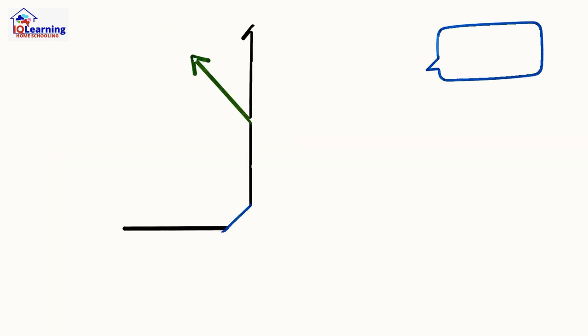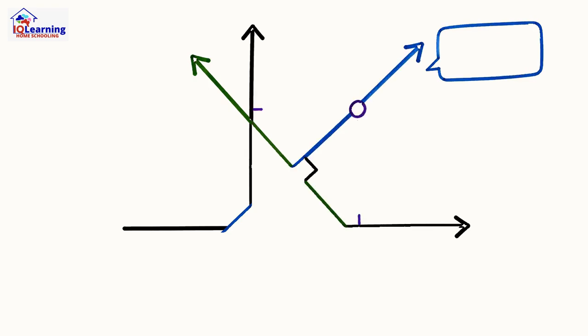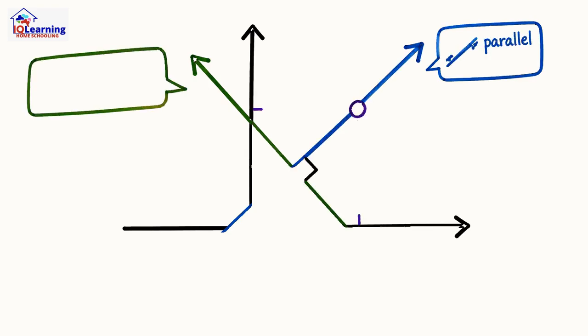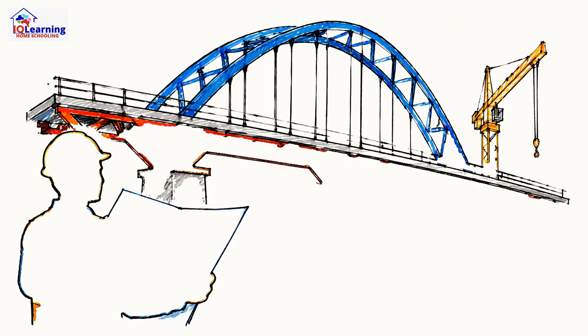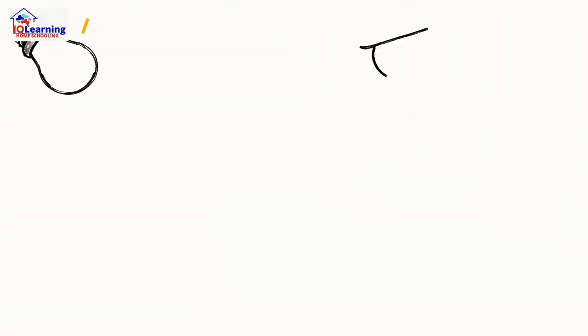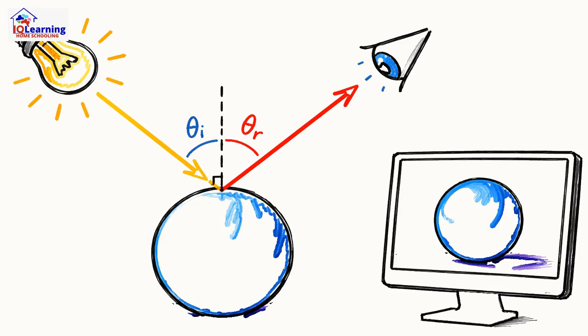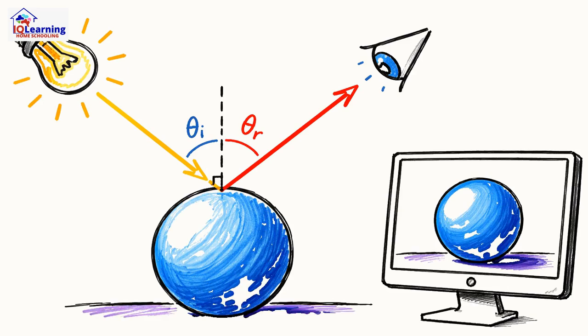This isn't just abstract math. With these rules, you can find the equation for a new line that's perfectly parallel or perpendicular to another, even if it has to pass through a specific point in space. Engineers use this to build stable structures. Urban planners use it to design safe intersections. And in computer graphics, these rules determine how light bounces off a surface to create realistic images.